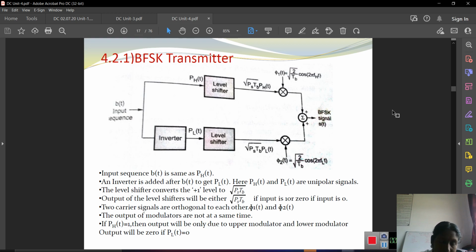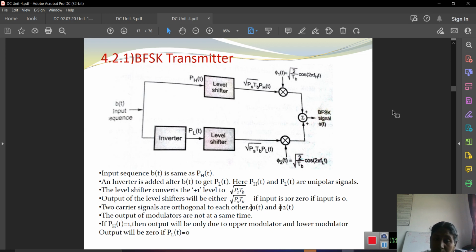Let's see the theory. The input sequence B of t is the same as P_H of t, and an inverter is added after B of t to get P_L of t. Here P_H of t and P_L of t are unipolar signals. The level shifter converts the +1 level to root of Ps TB. So that is why in the diagram we get root of Ps TB after the level shifter.